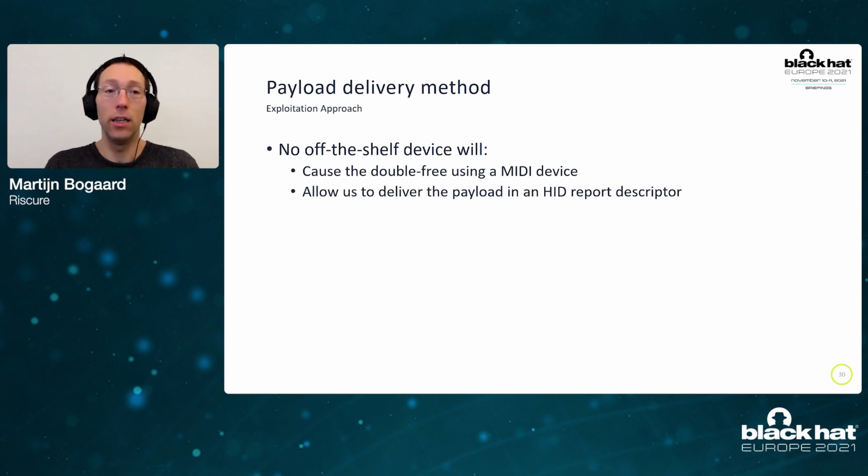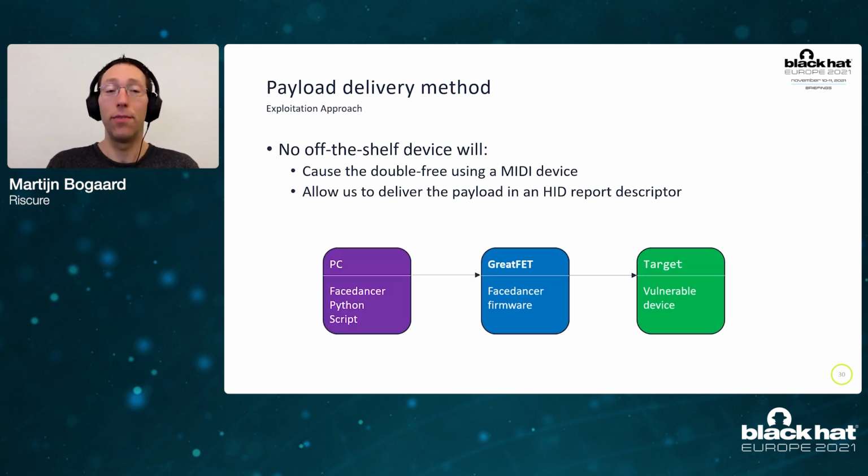Because you will not find a USB device that first represents itself as a MIDI device, doing a double free, and then says, hey, I'm an HID device, and I want to deliver a payload that gets written somewhere in your address space. And what we used is the Phaze Dancer framework, which is a very nice open source framework to implement arbitrary USB devices in Python. And we then used the Great Fet board to make it interface with our target.